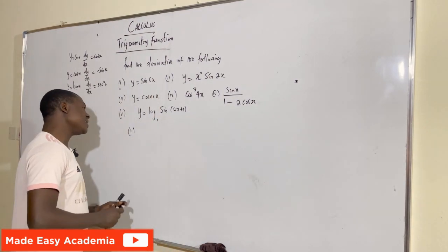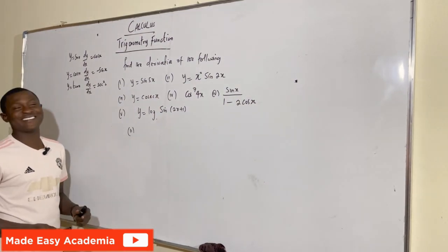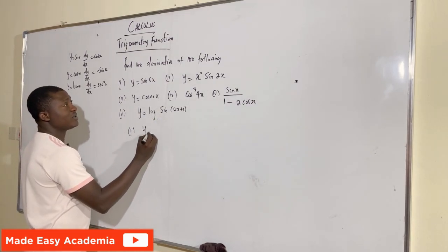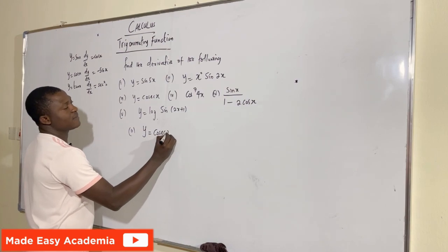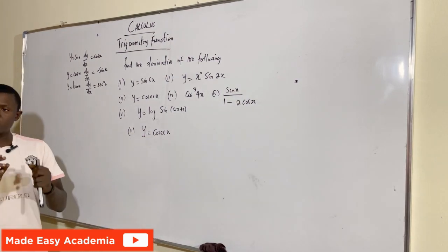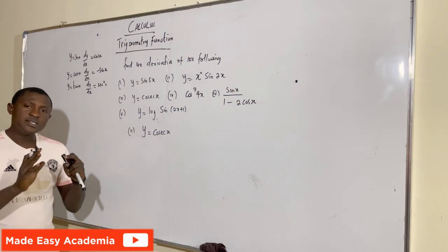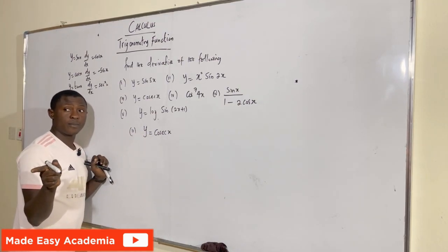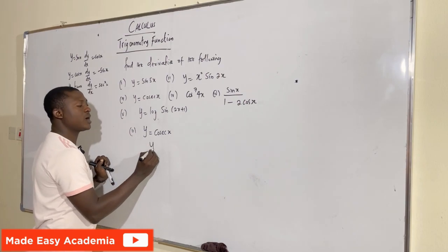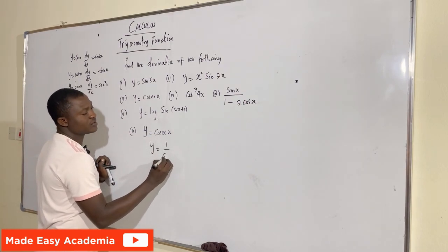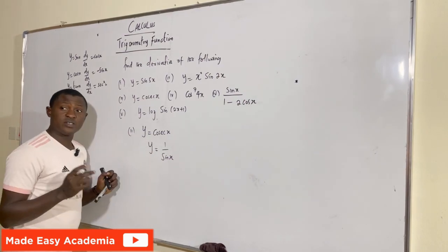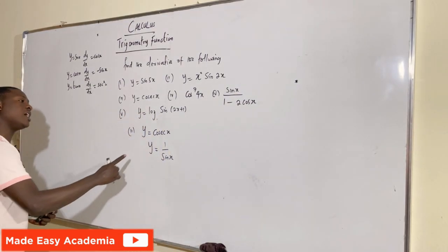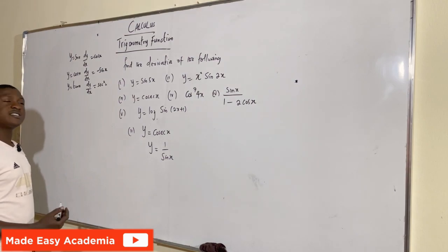So now, y is equal to cosec x. The first thing to do is to remember the identity that we know. Cosec is nothing but what? So y is equal to cosec, which is nothing but 1 over sine. Just like the way we change sec, I would say sec is nothing but 1 over cos. So when we have cosec, it is nothing but 1 over sine.